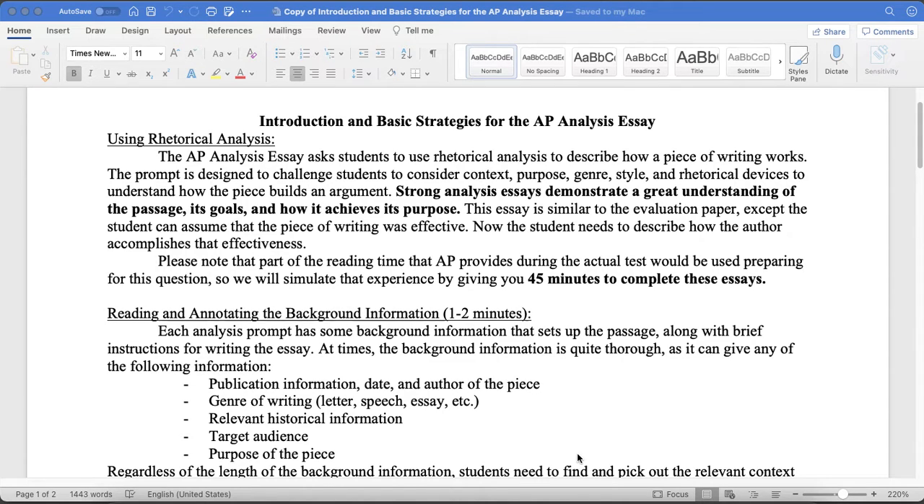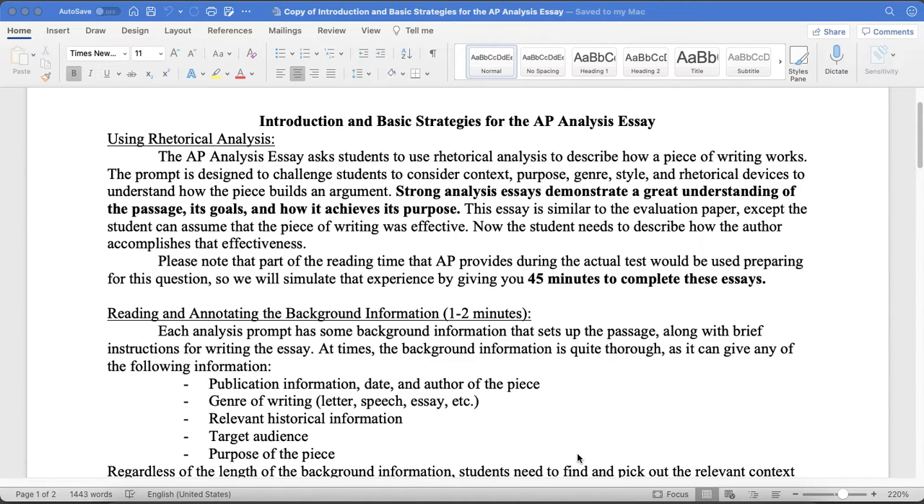The audience may or may not be explicitly stated. For instance, it may be a speech to a specific group of people, or it could be something that was printed in a newspaper. And you'll have to read through the passage to deduce who that audience is.